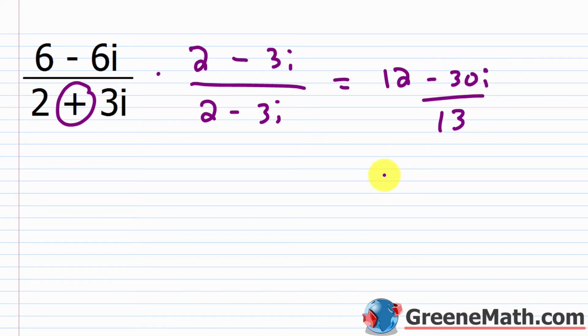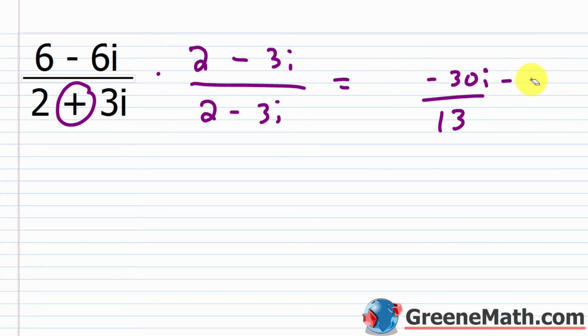And then for my last, I would have a negative 6i times a negative 3i. We're going to go ahead and say that's a plus. 6 times 3 is 18. And then we would have i times i, which is i squared. Now we know that i squared is negative 1. So that would be negative 18. So we can basically say this is minus 18. And then 12 minus 18 is negative 6.